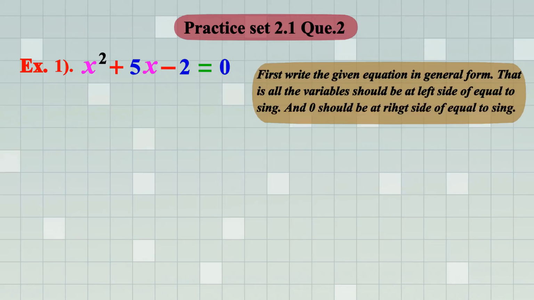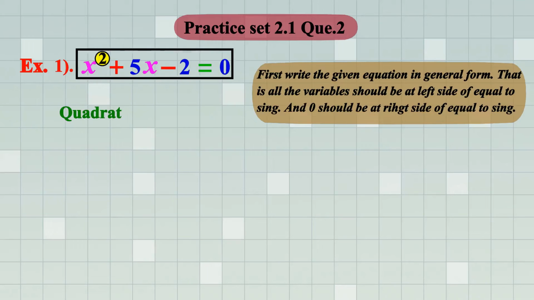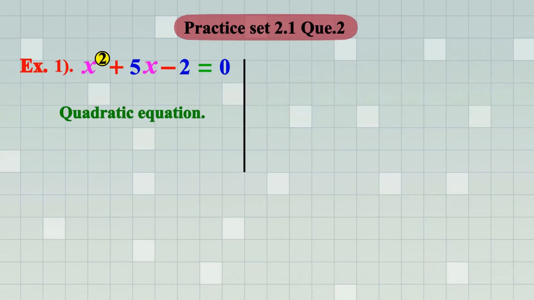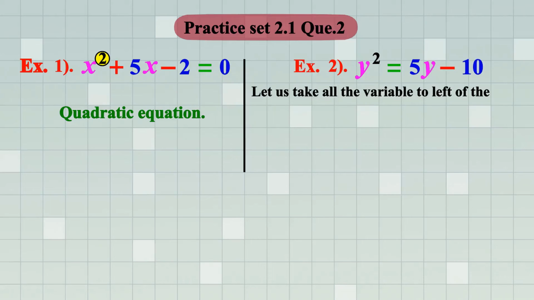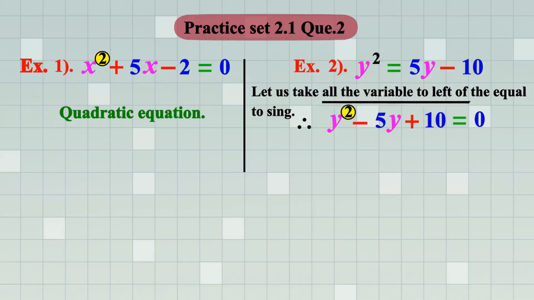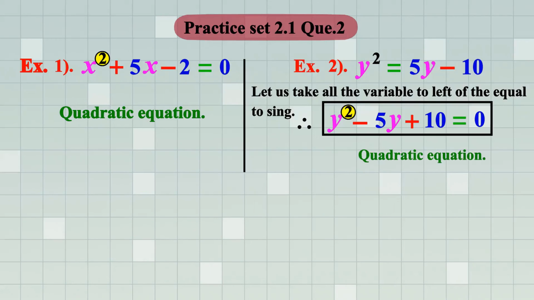Now see the equation. Here only one variable is used. The degree of the equation is 2. Hence, this equation is a quadratic equation. Example number 2. Y square is equal to 5y minus 10. Let us take all the variables to the left of the equal to sign. Therefore, y square minus 5y plus 10 is equal to 0. In this equation, only the y variable is used. The degree of the equation is 2. The equation is a quadratic equation.